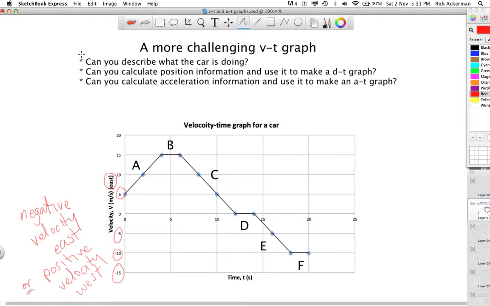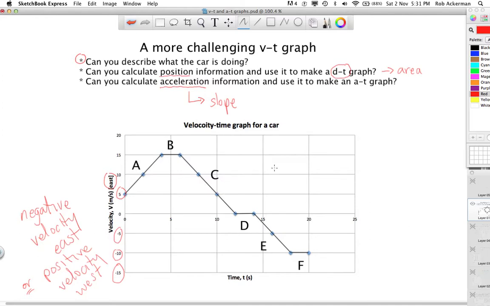So here is a description of what's going on. And next up is, can you use your position information? So here we're talking about using the area ideas. Could you use the area ideas that we've learned on this graph to make a position graph? In other words, use this graph to sketch an entirely different graph. And can you then do the following? Figure out what's going on in terms of the acceleration on this graph. So in other words, calculate slopes of each of the segments A, B, C, D, and E.